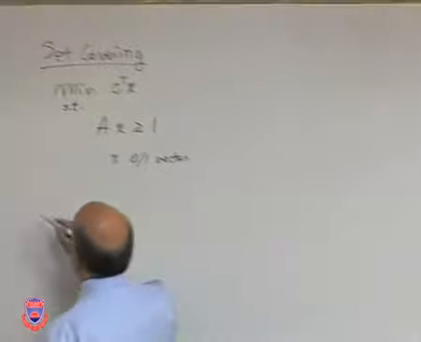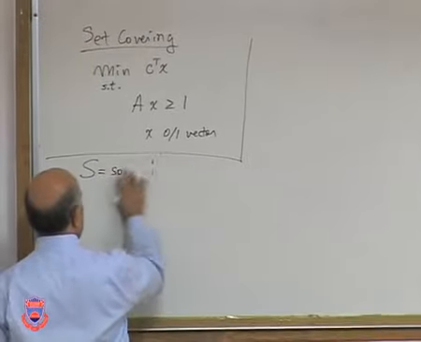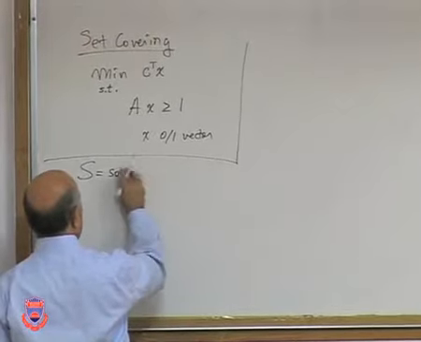So you have some set S, and then you have, say, L subsets of it, and you want to pick the minimum number of subsets, say K, so that the union of the picked subsets, where K is a subset of the index set of the subsets, gives you S. That's the problem. It's a combinatorial problem.